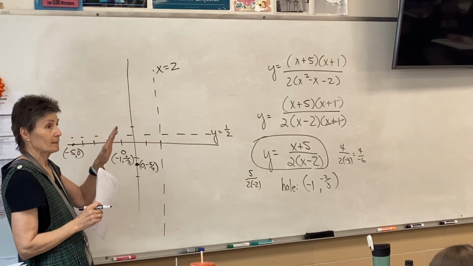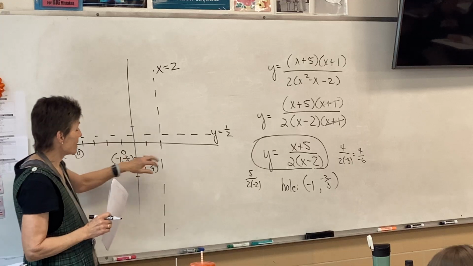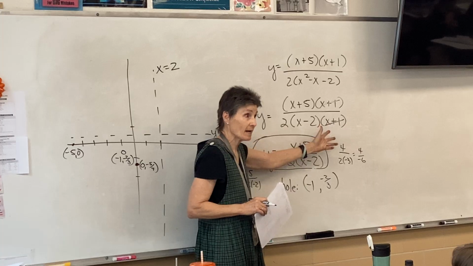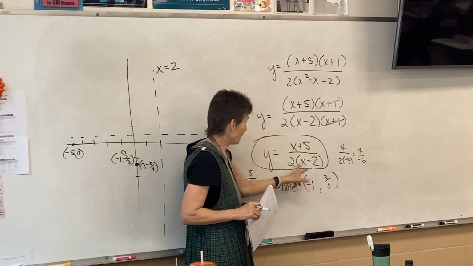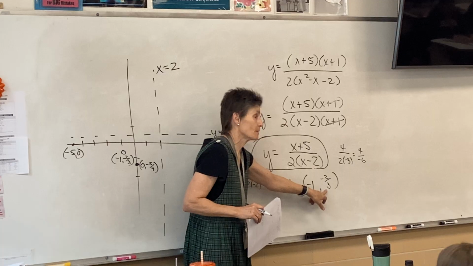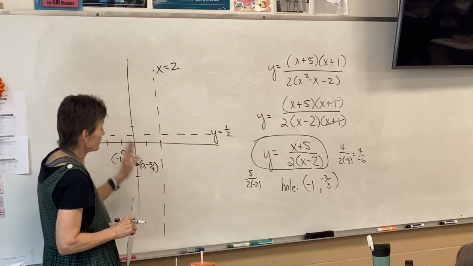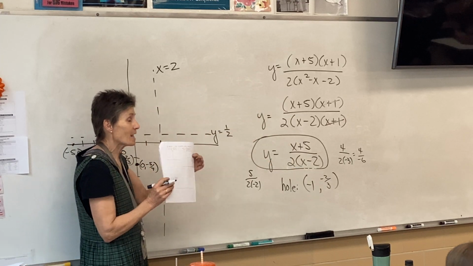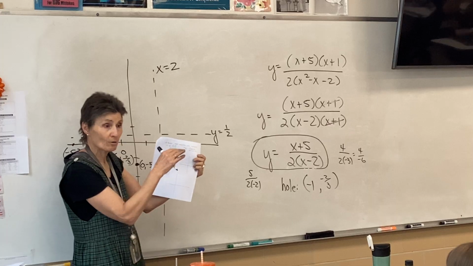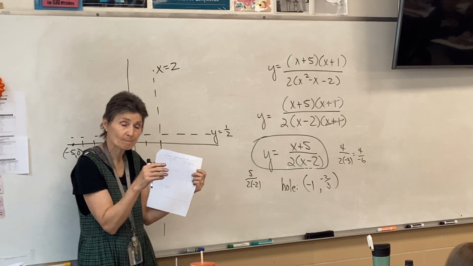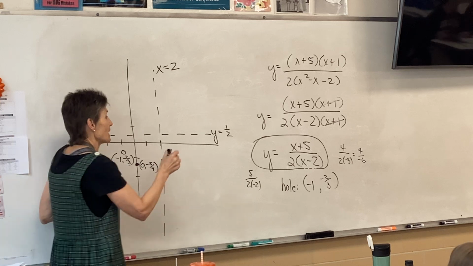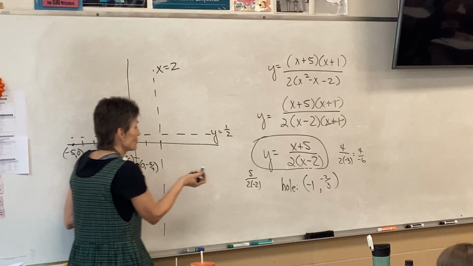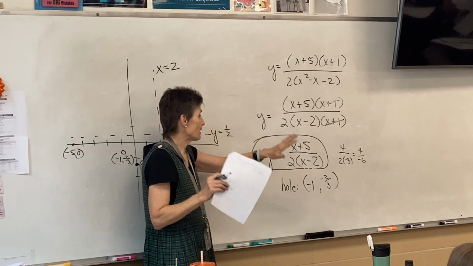Alright, so back through that quickly. The hole came from the cancellation. So -1 is the x that canceled. And then I plugged that in and got -2/3. Vertical asymptote comes from the denominator, x equals 2. Horizontal comes from x squared over 2x squared, 1/2. X-intercept comes from the numerator, so -5. And y-intercept came from plugging in 0.